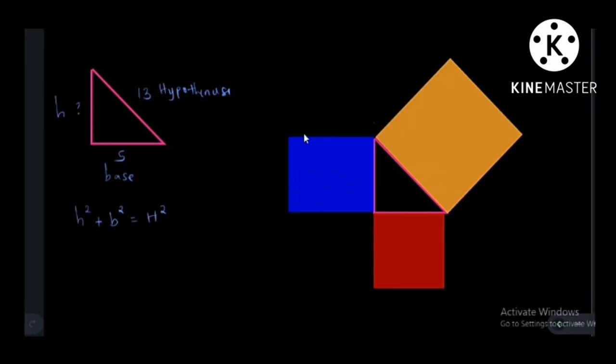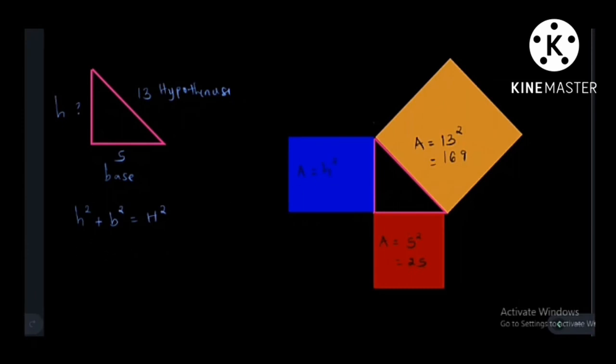So think about the height. The area of the square along the height is given by h squared. The area of the square along the base is given by base squared. In this case, it's 5 squared, which is 25. The area of the square along the hypotenuse is given by 13 squared, and 13 squared should give you what? 169.